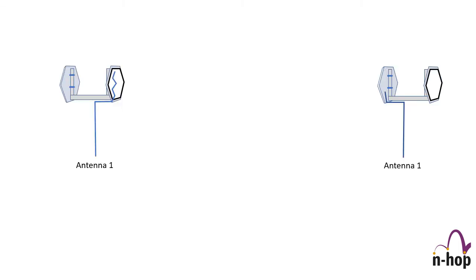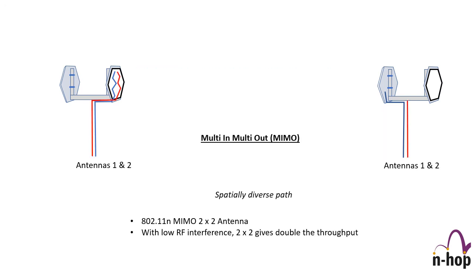MIMO, which means multiple inputs, multiple outputs, is a good example of a major Wi-Fi enhancement introduced via 802.11n. Before MIMO, a Wi-Fi link could only use a radio channel to send one stream of data. But MIMO allows several simultaneous streams to be sent over a single radio channel, providing substantially higher data throughput.